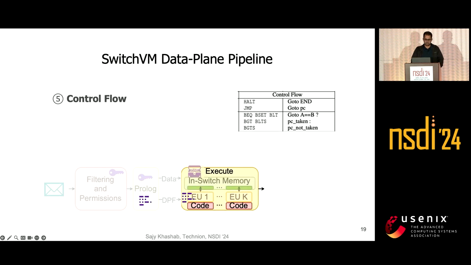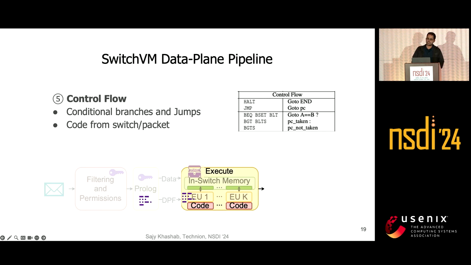DPF code is loaded before each execution unit for that specific execution unit. This allows two things. First, it allows us to implement conditional branches from the ISA by comparing registers and fetching the next execution unit's instruction. Second, the code can come from either the switch memory or the packet itself, which can be mixed together.